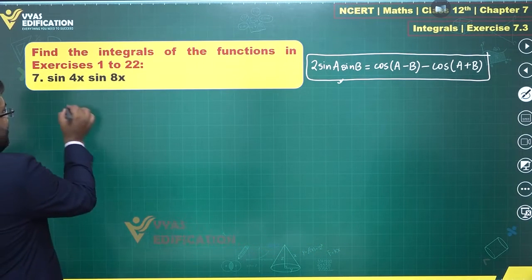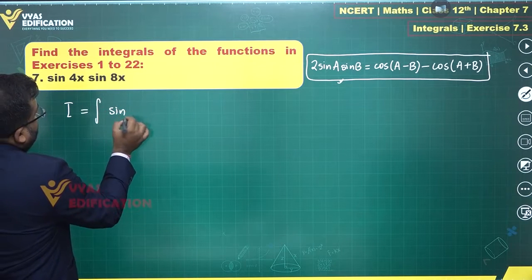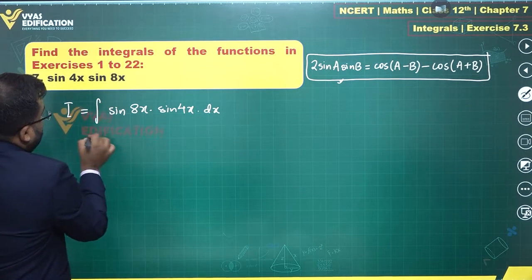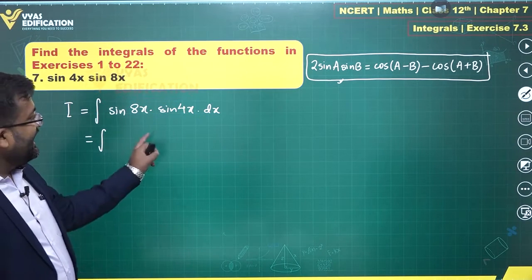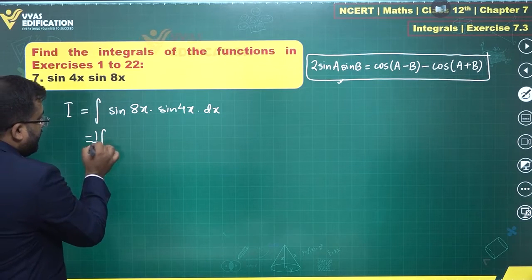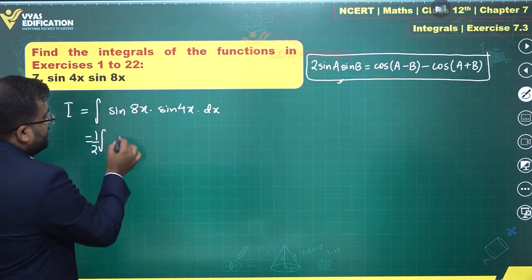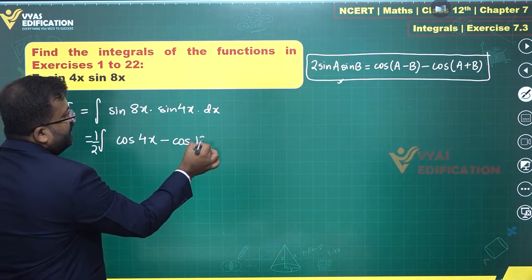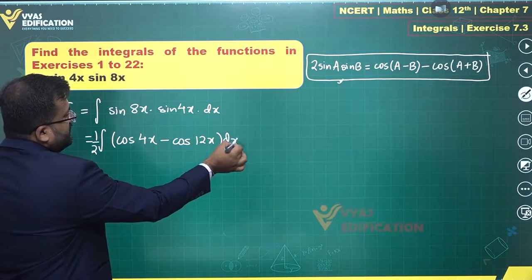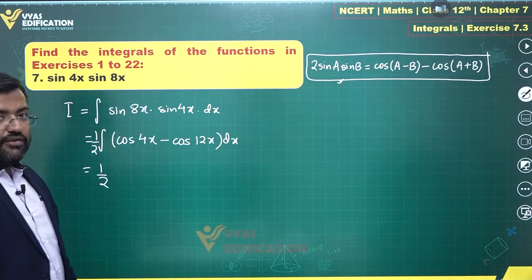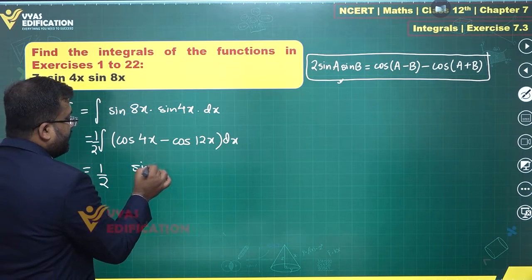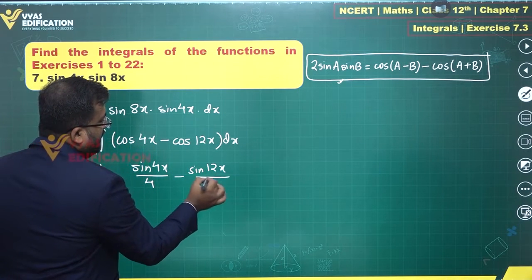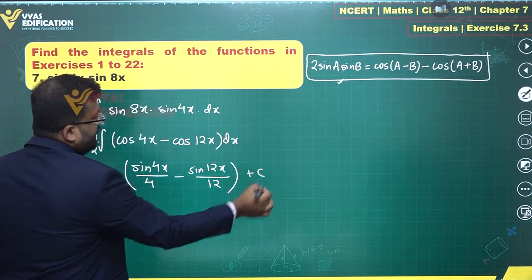Using this identity, integral I, which is sine 8x first and sine 4x later dx, will convert to sine A sine B, which will be equal to half of, let's take the half outside, cos of A minus B, the difference of these two, which is cos 4x minus cos 12x dx. This is what you have. Half is okay. The integral of cos 4x is very simple, that is sine 4x upon 4. For cos 12x, the integral is sine 12x upon 12 plus a constant of integration.